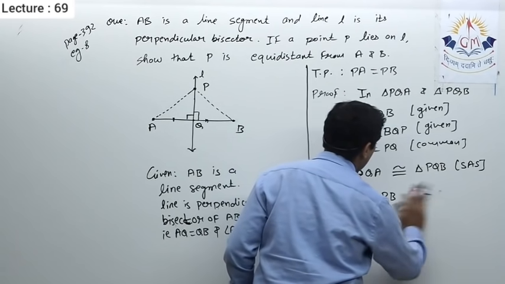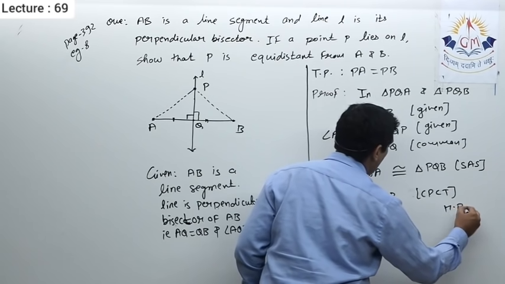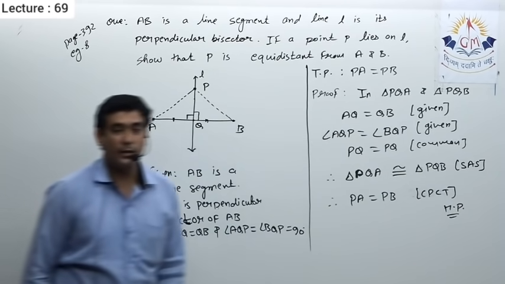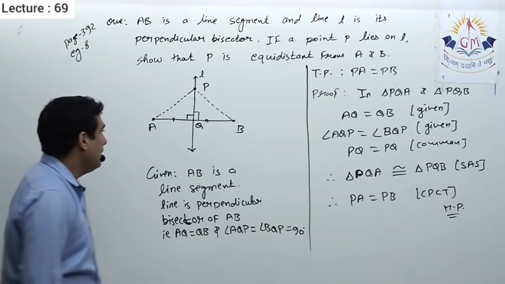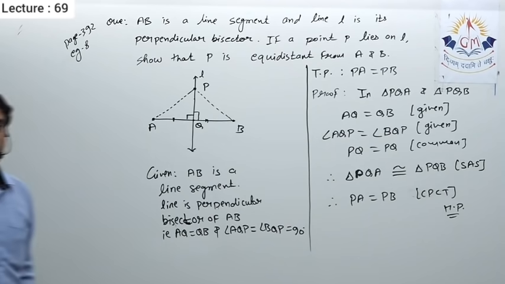Hence proof. Here the reason is CPCT, that means corresponding parts of congruent triangles. If the triangles are congruent, their corresponding parts are equal. So we can say PA equal to PB. So please note it down, then we'll see the next question.